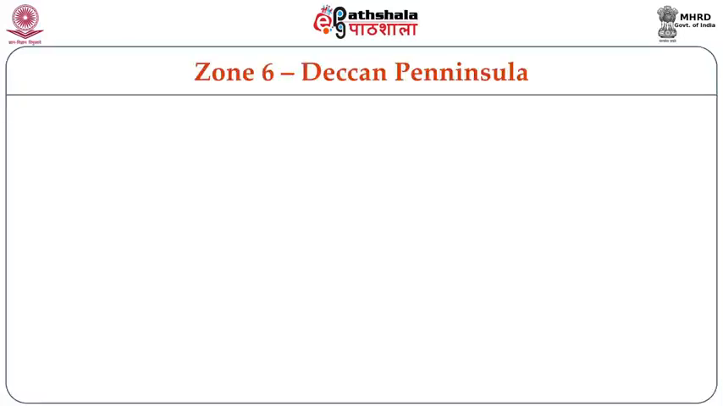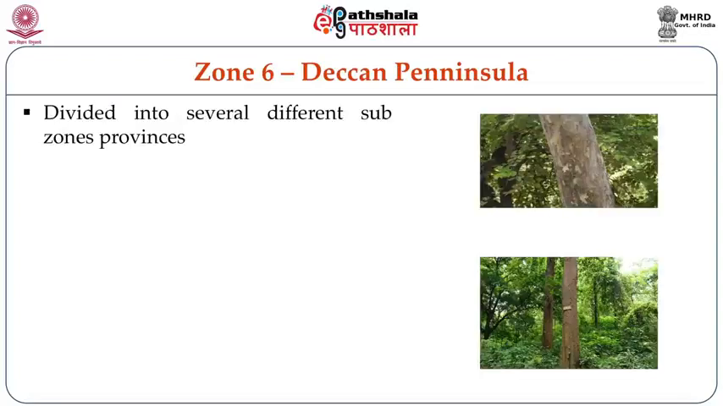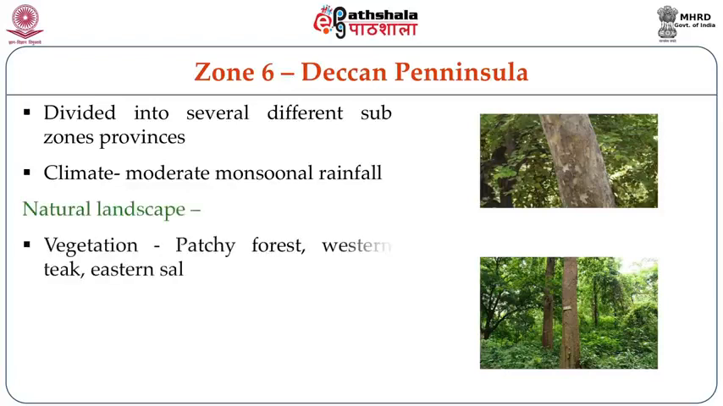The largest zone in our country, the sixth zone, is the Deccan Peninsula. This has got multiple provinces within them, according to Rogers and Pawar. And they're therefore divided into these many, many sub-zones. It has a moderate sort of monsoonal climate across the zone as a whole, but much of it can also be very, very arid, like in the Deccan Plateau itself. The natural vegetation consists of patchy forests. The western would be normally teak. The more eastern would be normally sal forest.